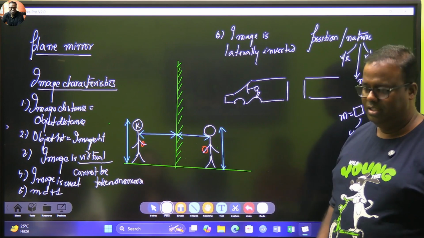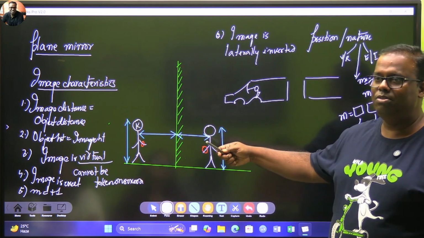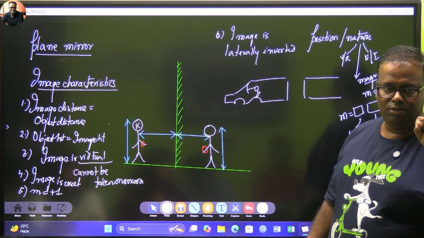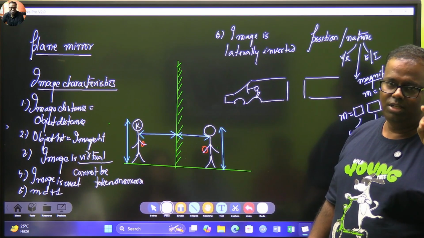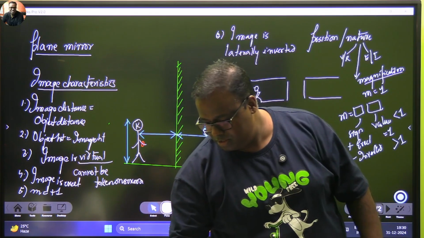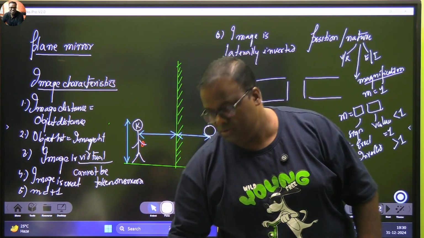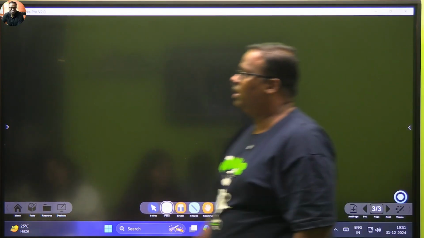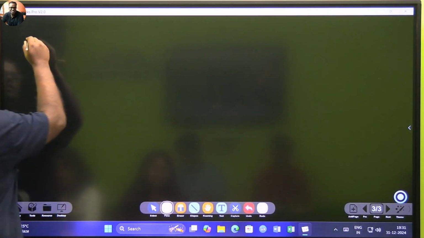Clear? Our next discussion should be virtual images and real images. So what all we have covered? Regular reflection, irregular reflection. Then we have covered plane mirror and its images. The properties of image I have done here. Now we'll cover what is a real and virtual image. Ready? Okay. Real.